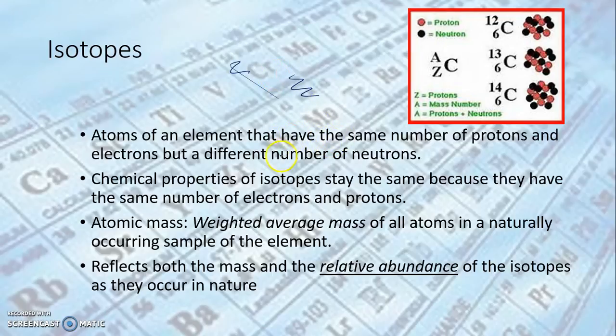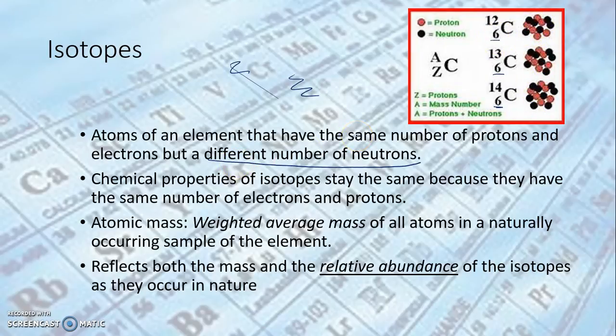Okay, so it has a different number of neutrons. That's going to be different. If you'll notice here, I have carbon, carbon, carbon. Each one is carbon. It has 6 protons. They all have the same, but they have a different number of neutrons in here, which makes the mass different.